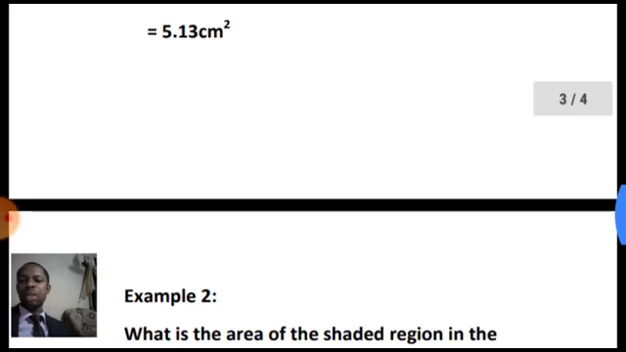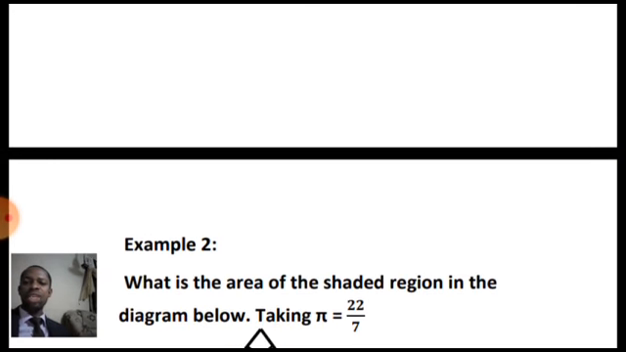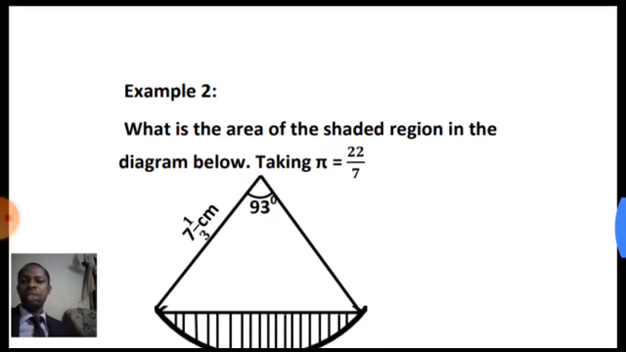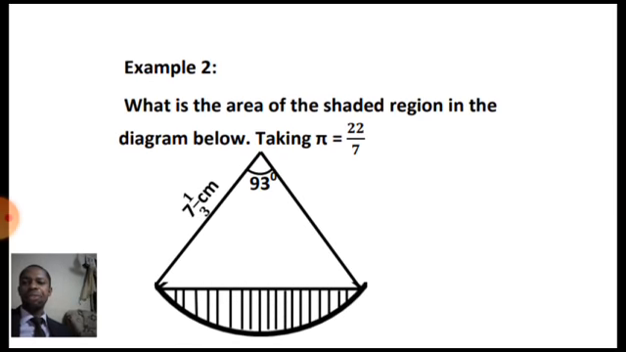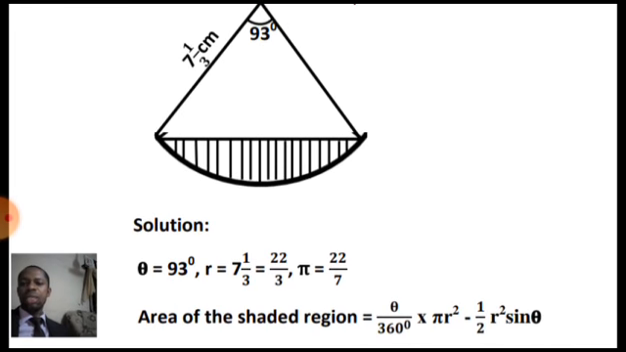Now let's look at example 2. What is the area of the shaded region in the diagram below, taking pi to be 22/7? So this is the diagram. Just like the first example, here our radius is 7 1/3 centimeters, while the angle is 93 degrees. So like I said, we need to write out the parameters. Theta is 93 degrees, r is 7 1/3, while our pi is 22/7.